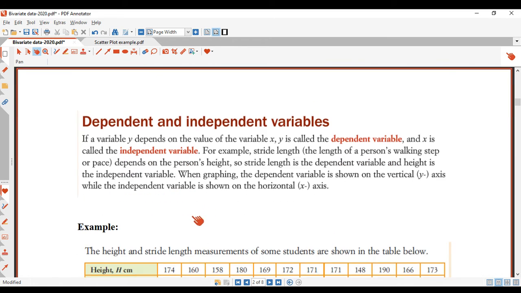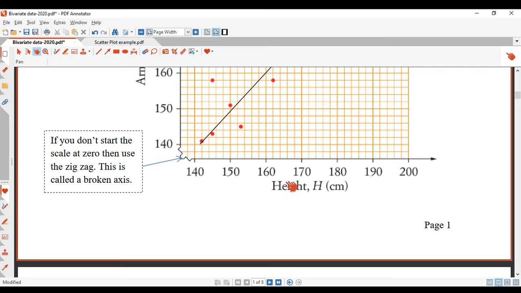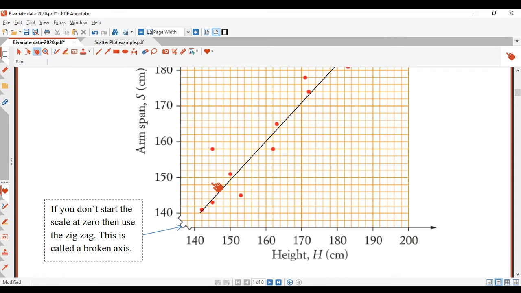Okay, now let's have a look at dependent and independent variables. Now, when you've got two variables in bivariate data, we're looking to see which variable will depend on the other. So if we looked at the previous example about height versus arm span, would arm span depend on height, or would height depend on arm span? Well, arm span would depend on height, wouldn't it? So the taller you are, the longer your arms tend to be. So arm span is the dependent variable and height is the independent variable.